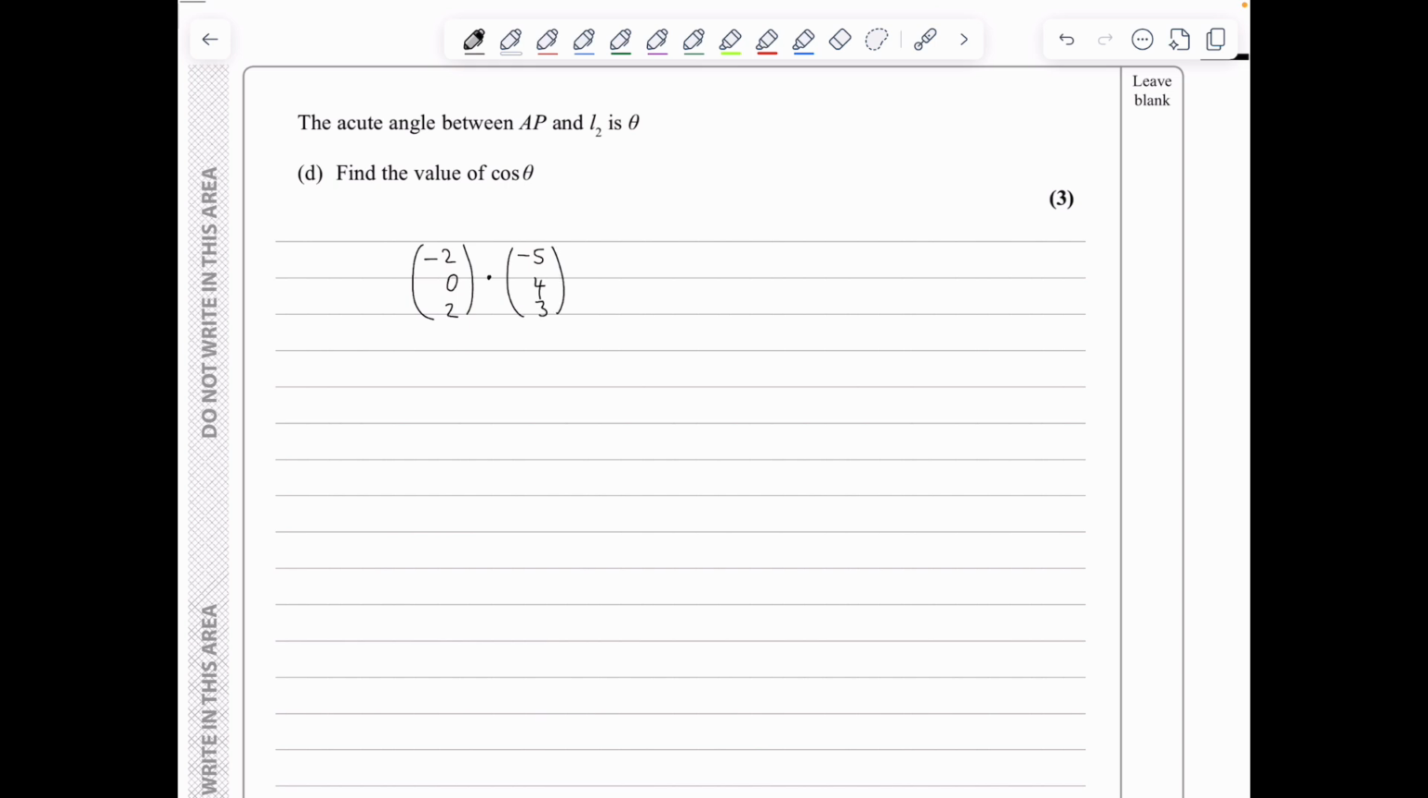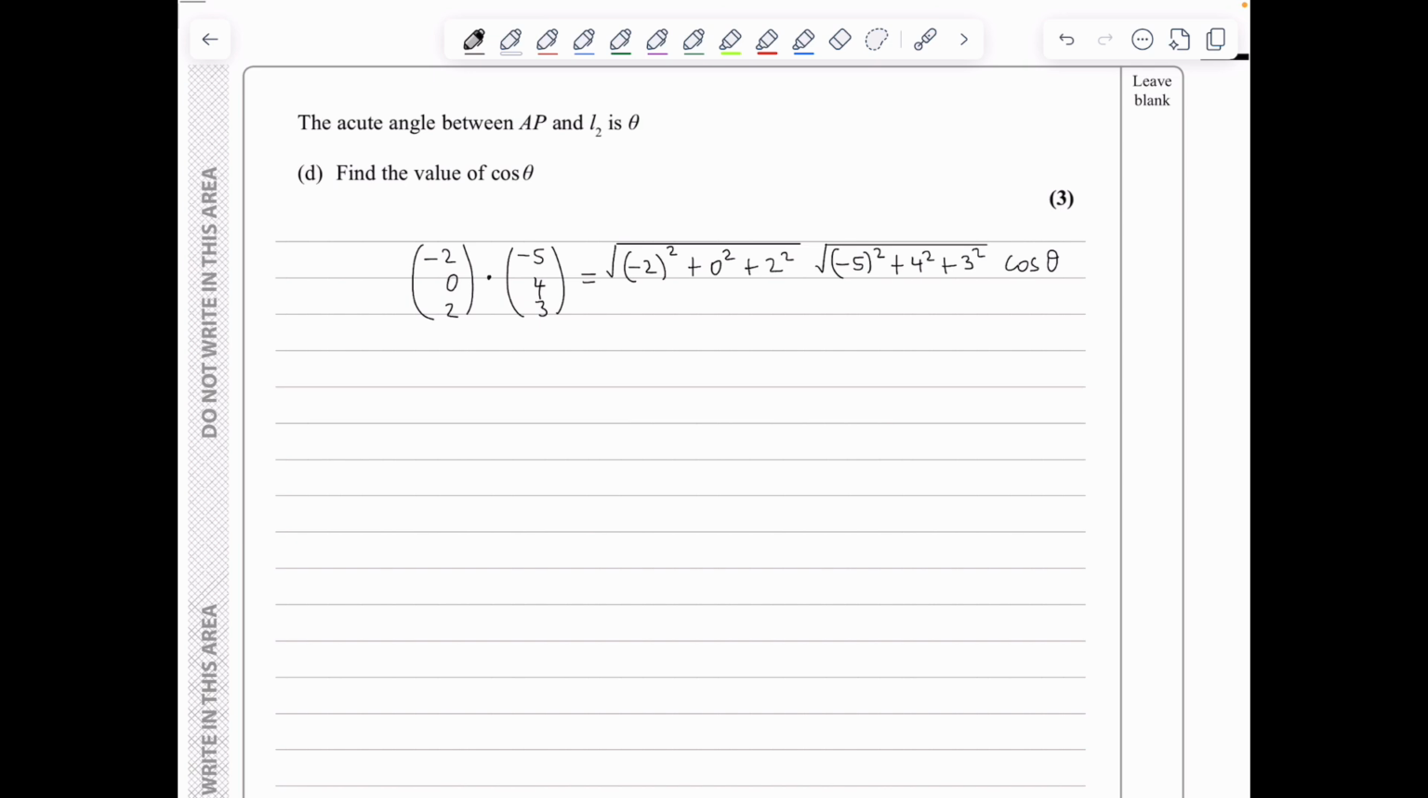So the dot product of these two should be equal to the magnitude of (-2, 0, 2), which is the square root of (-2) squared plus 0 squared plus 2 squared, times the magnitude of (-5, 4, 3), which is the square root of (-5) squared plus 4 squared plus 3 squared, times the cosine of theta. Now when I'm applying the dot product, I multiply the i with the i, the j with the j, and the k with the k, and I add them up.